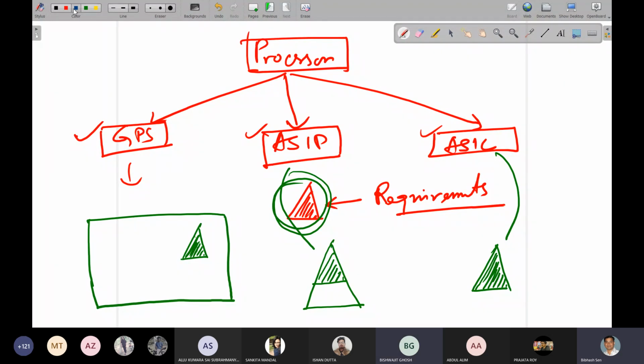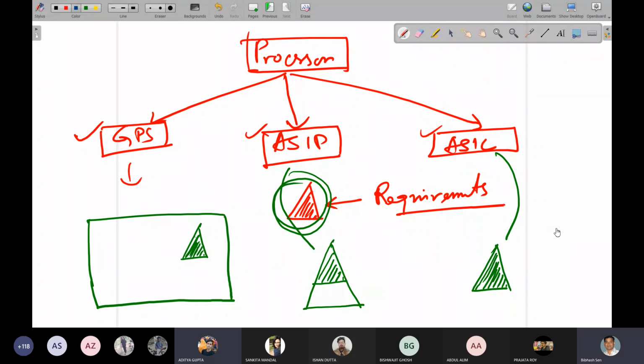Aditya, what is your view of the figure I have given? Sir, the GPP is using much more space, I guess, and the ASIC is giving us what we require.